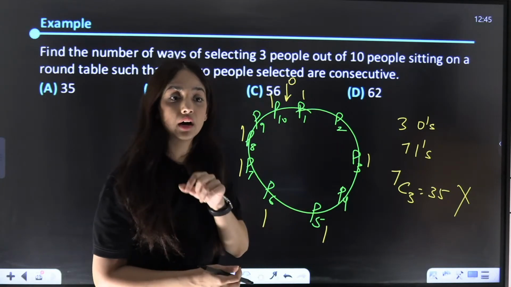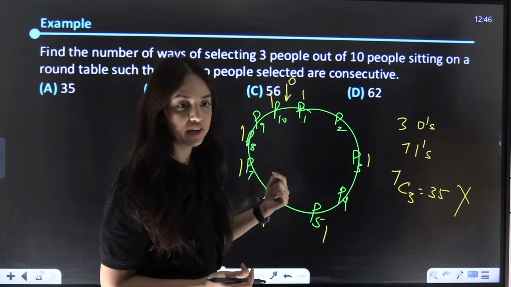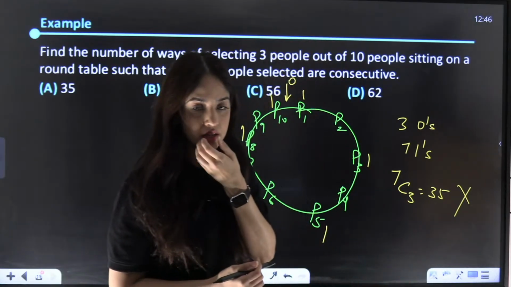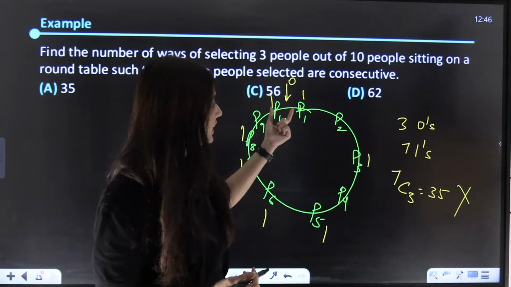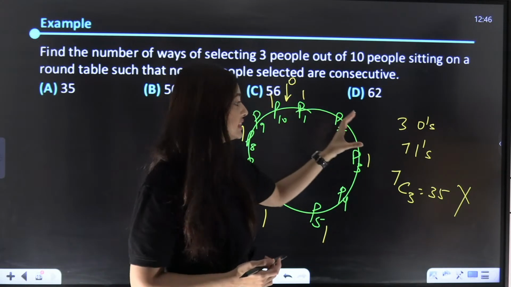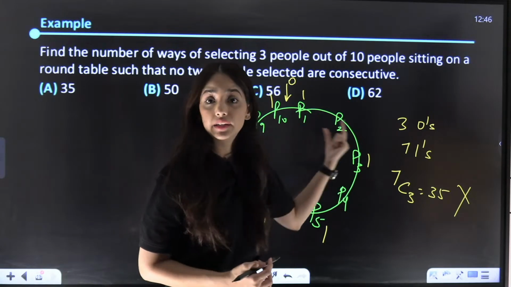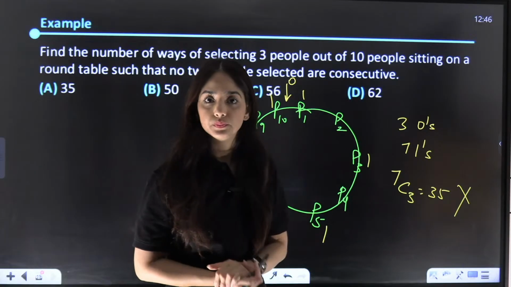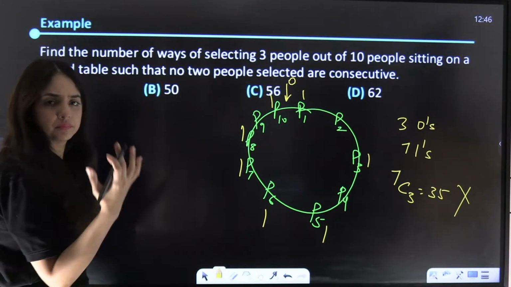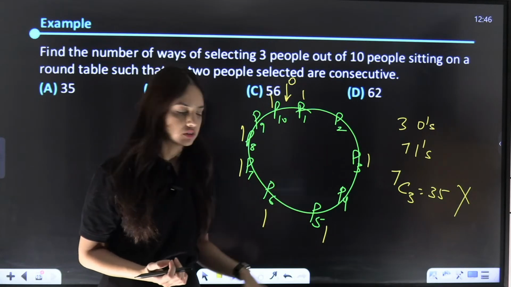So bache, the student who got the answer as 35, that is why it is not correct, because we have to see the placement here is not identical because they are different, distinct 10 people. So how do we actually calculate? One way of looking at this is we fixed one person, okay?